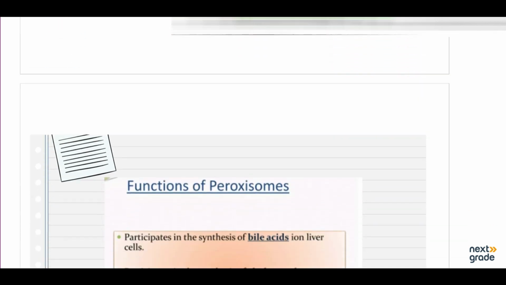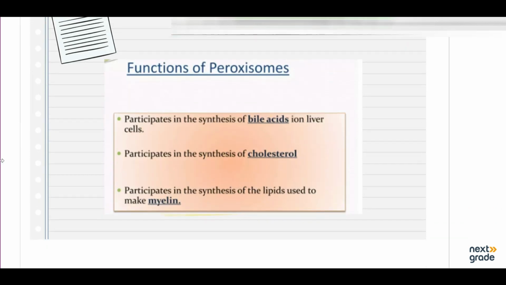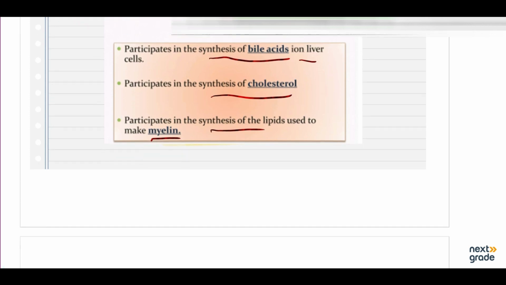Then some functions of peroxisomes: they participate in the synthesis of bile acid in liver cells, right? Then they participate in the synthesis of cholesterol and in the synthesis of lipids that are used to make myelin. Myelin sheath, you must be aware of that. So these are some of the functions of peroxisomes. They play their role in the synthesis of bile acid, cholesterol, and lipids that will be used to make myelin in neurons, right?